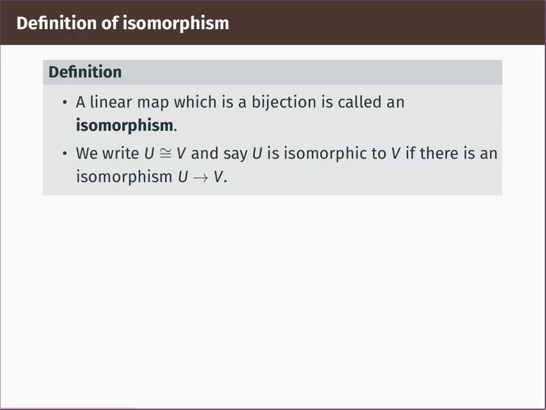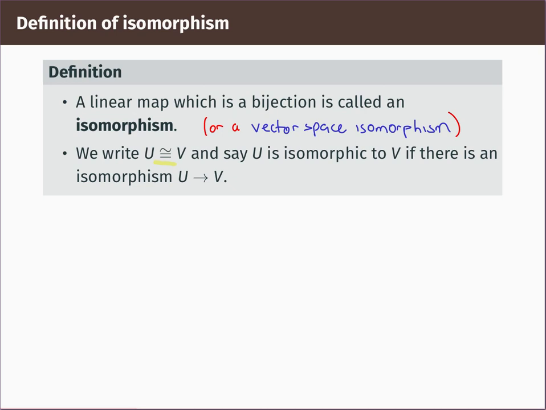Here's the definition of an isomorphism. A linear map which is also a bijection is called an isomorphism, or sometimes a vector space isomorphism. And there's some notation for when there exists a bijection between two vector spaces. We write U and then this equals sign with a wavy line on top, and then V, and we say that U is isomorphic to V if and only if there exists an isomorphism from U to V.